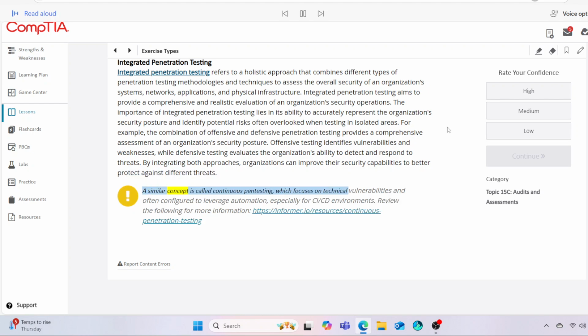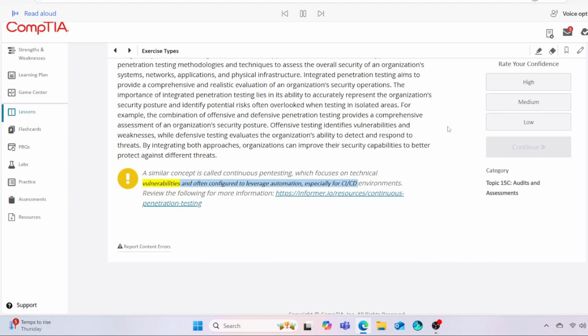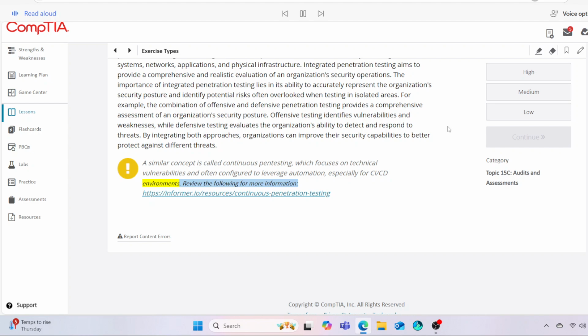A similar concept is called continuous pen testing, which focuses on technical vulnerabilities and is often configured to leverage automation, especially for CI/CD environments. Review the following for more information.